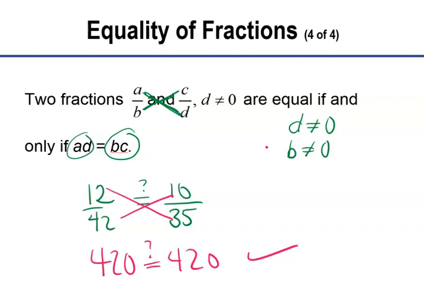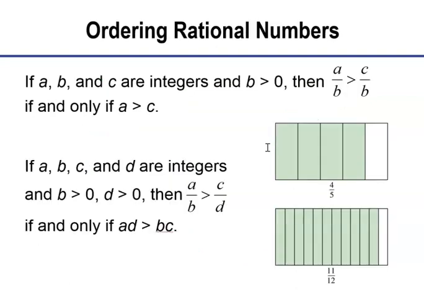Okay, how about ordering fractions? If A, B, and C are integers, and B is greater than 0, okay, so your denominator is greater than 0, then, I've left out the important part. Then A over B is greater than C over B if and only if A is greater than C.